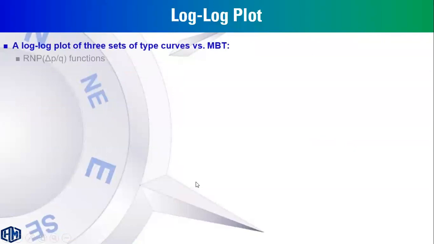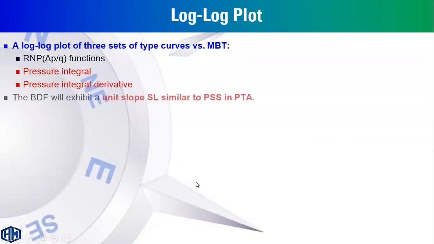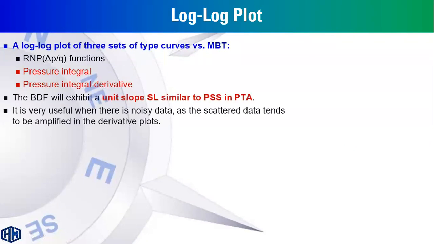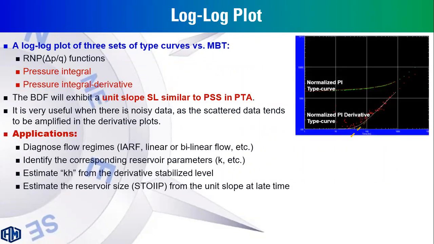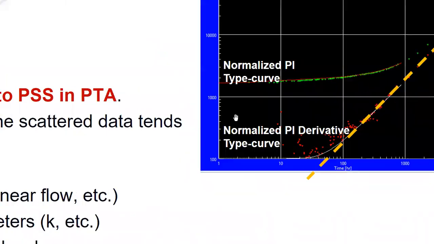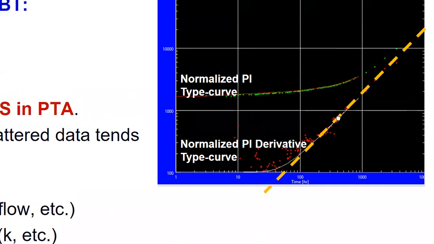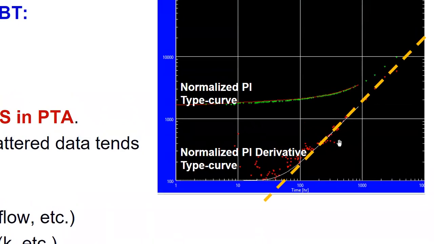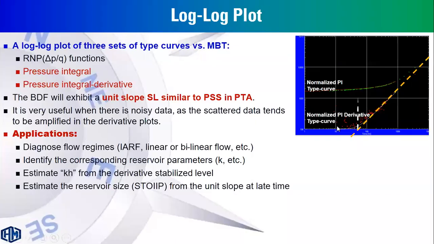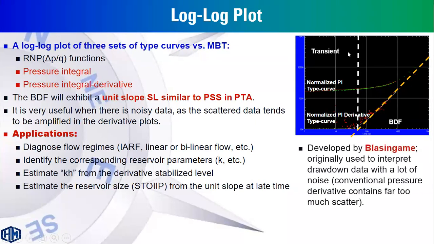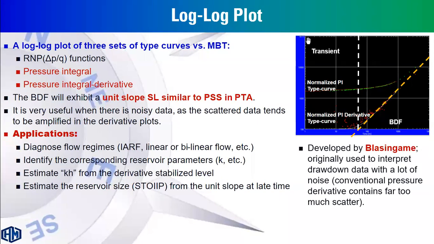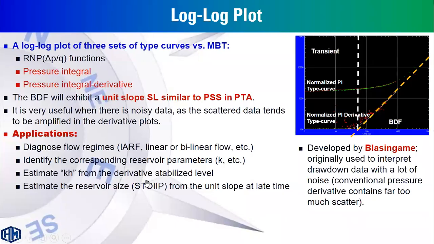and log-log plot. The log-log plot is simply a log-log of a set of curves against material balance time. So we have normalized pressure integral and normalized pressure integral derivative. As mentioned, the major feature of this plot is a unit slope line for the boundary dominated flow data. As you can see, this is the transition between the transient and boundary dominated flow.